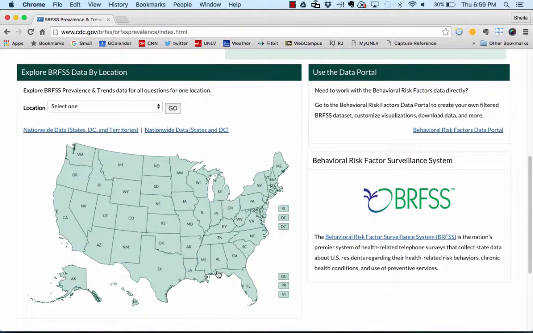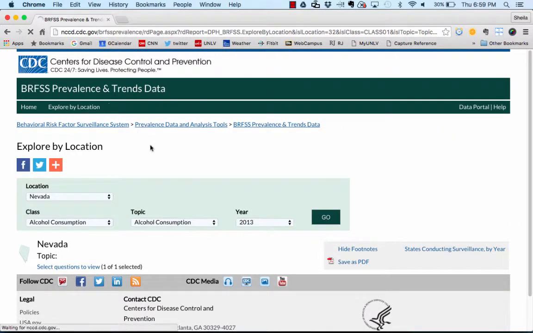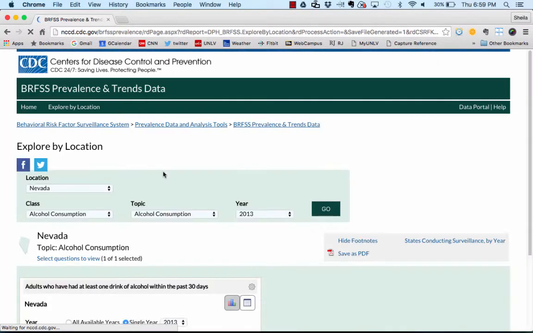Remember, for assignment 3, you can use any state but Nevada. I will use Nevada for our example here. Click on my state or use the drop down, and that will bring up data for the state of Nevada.